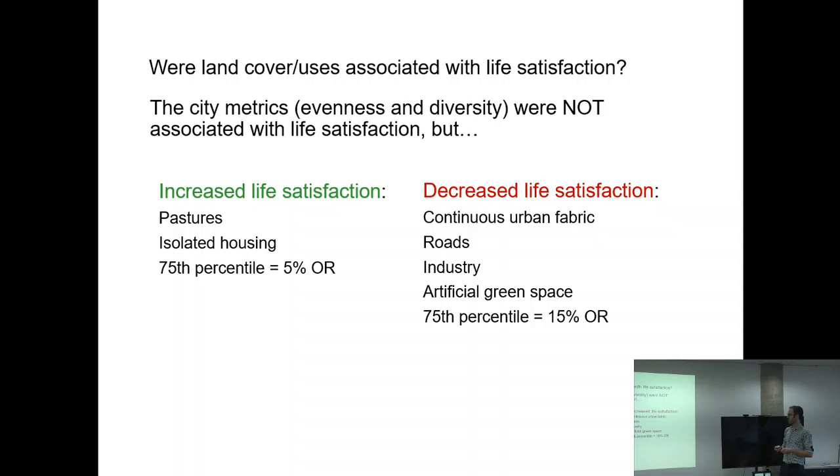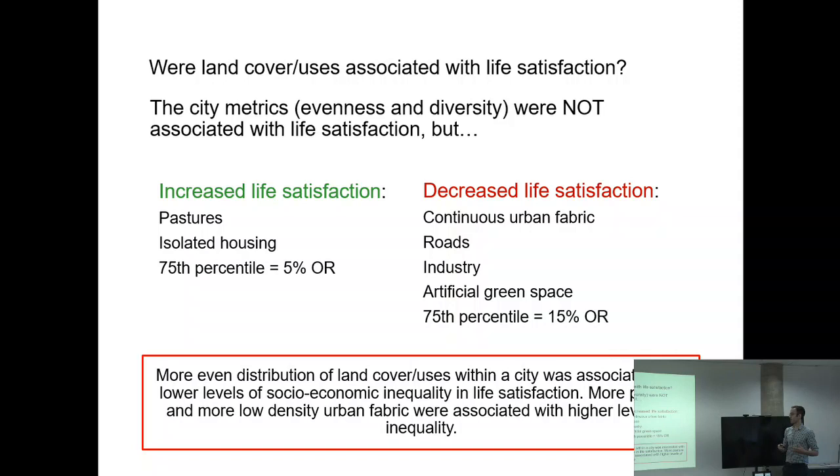But interestingly, going back to those land classifications, we found that a more even distribution of land classes within a city was associated with lower levels of socioeconomic inequality. So potentially having a more even distribution reduced inequality in life satisfaction.